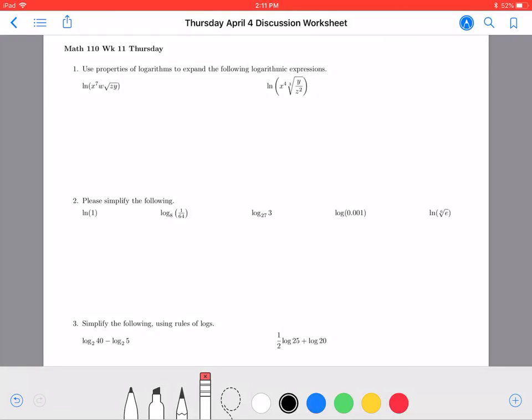So today's all about review. We are going to review logs, review exponential functions, and we are going to start with number 1, which asks us to use the properties of logarithms to expand the following expressions.